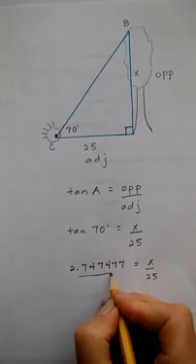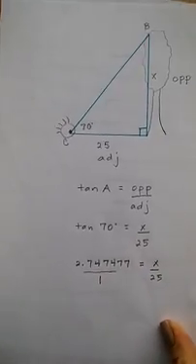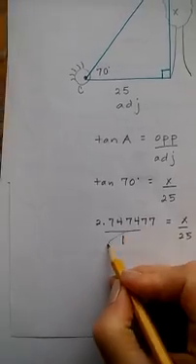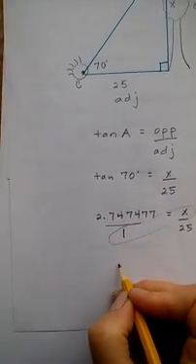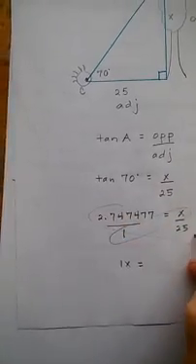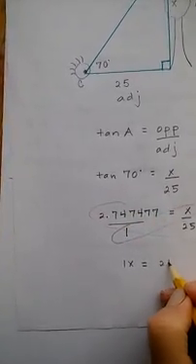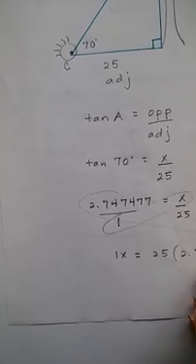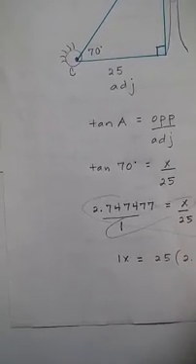We're going to put a 1 underneath here so we can change this into a cross multiplying problem. In this direction, it's 1x. And in this direction, it's 25 times the decimal we had to represent tangent.